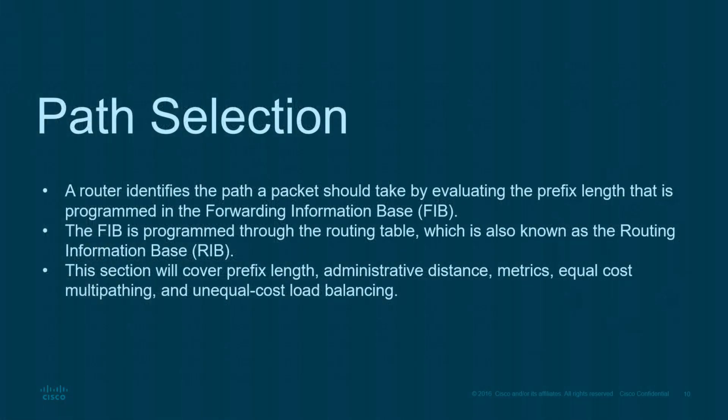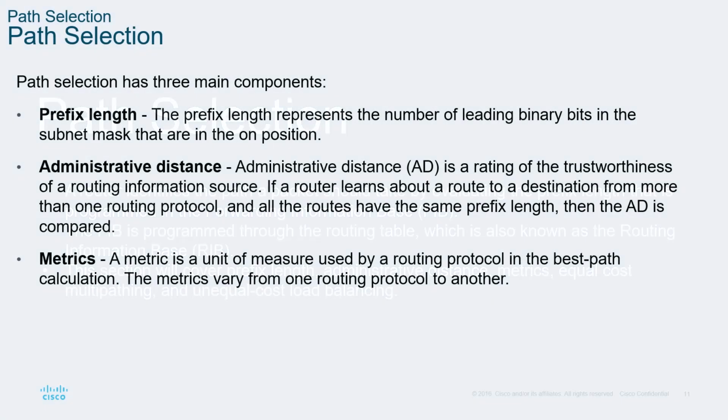All right, so moving on, we have our path selection. Routers will identify the path, and they will evaluate the prefix length, and it will be saved in the forwarding information base, the FIB. The FIB is programmed through the route table, which is also known as a RIB, the routing information base. This section will cover the prefix length, AD, metrics, costs, multipathing, and load balancing for both equal and unequal costs.